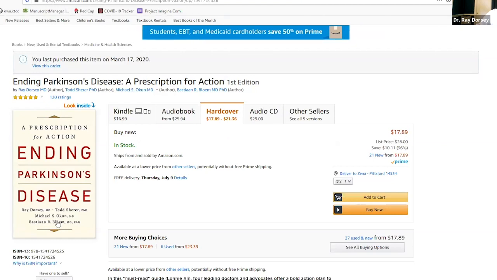The authors include Todd Sherer, CEO of the Michael J. Fox Foundation, and Michael Okun, a DBS specialist, and others from Boston and the Netherlands. We're donating all of our proceeds to efforts to end Parkinson's disease. We're not taking a penny for ourselves. We're using it to investigate clusters of Parkinson's disease here in Rochester, New York, that we think are potentially due to these chemicals called trichloroethylene and others, so we can prevent people from ever developing the disease.